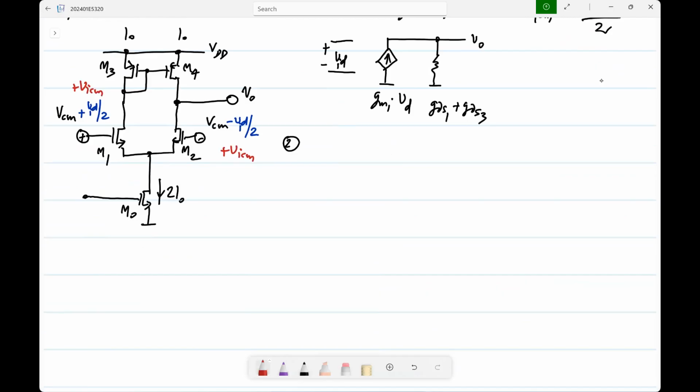Half. Really? When can you use the half circuit? No, not just same input. The circuit has to be the same on two sides. Is it symmetrical?